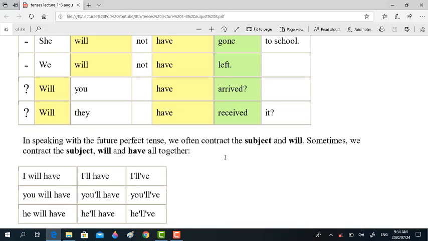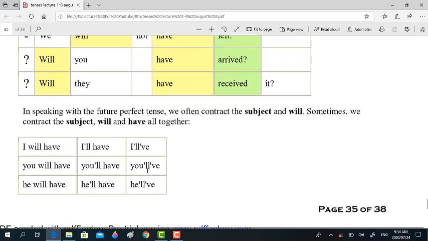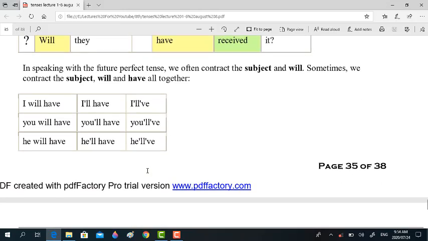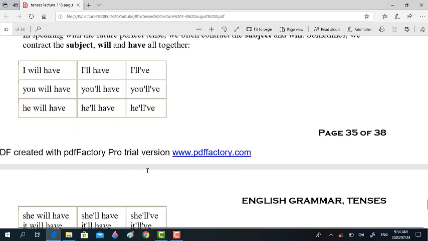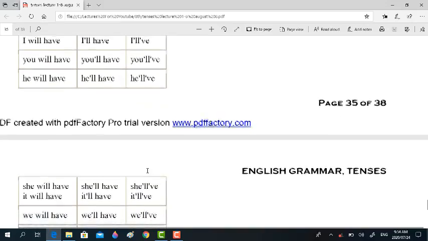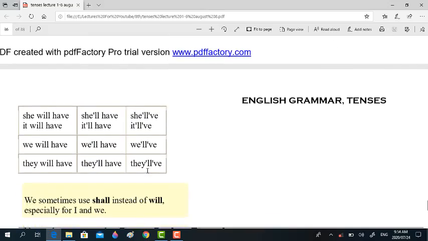In speaking with the future perfect tense, we often contract the subject and will. Sometimes we contract the subject, will, and have all together, like I'll have, but this is seldom used. All kinds of contractions that you have been told about are considered to be informal, so keep them as far as your speaking is concerned.